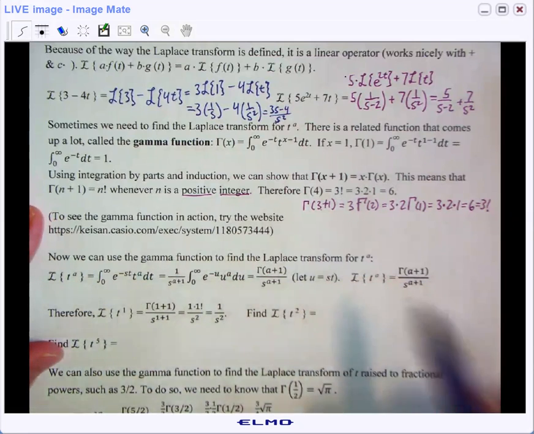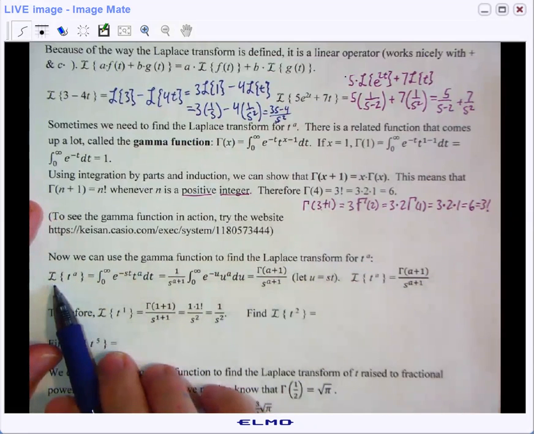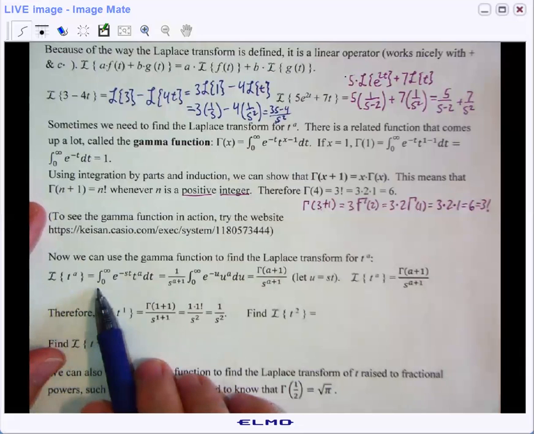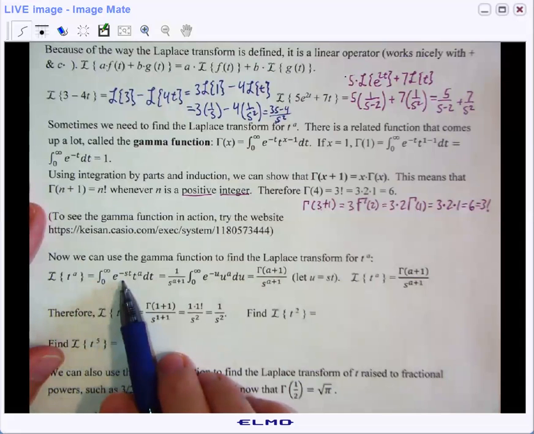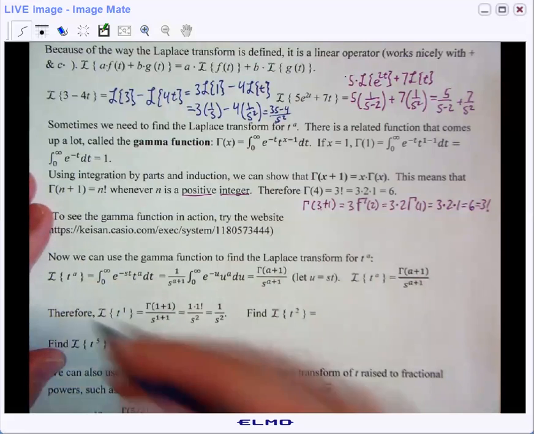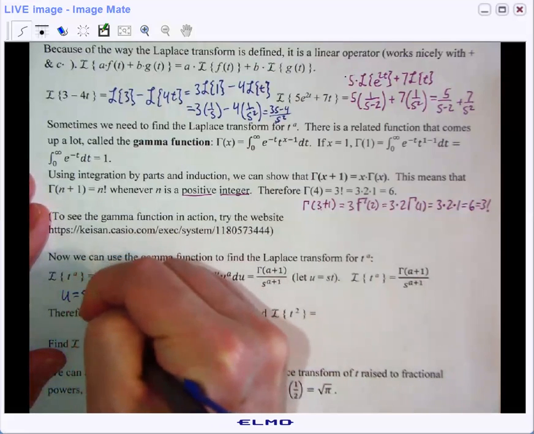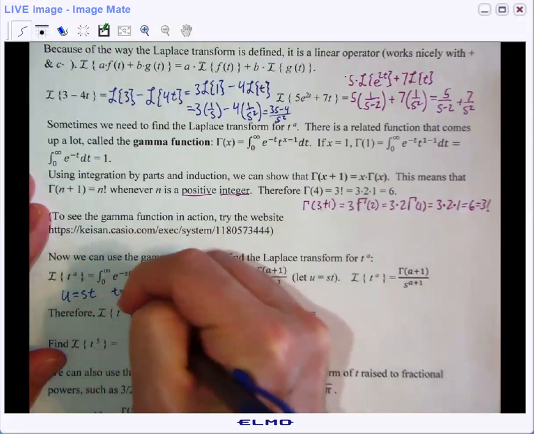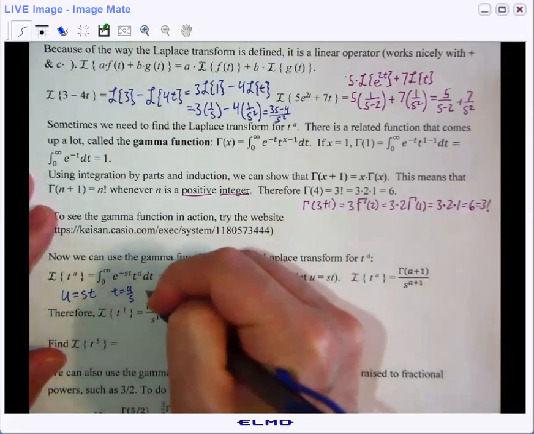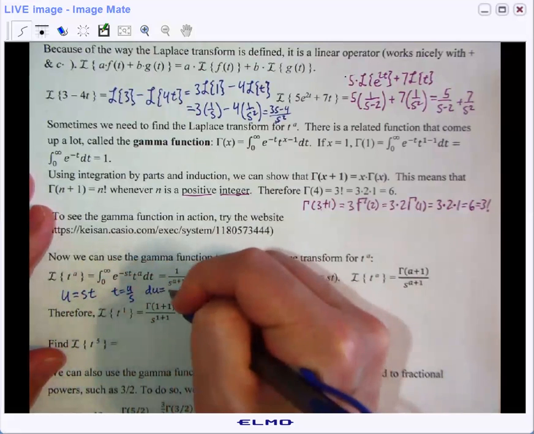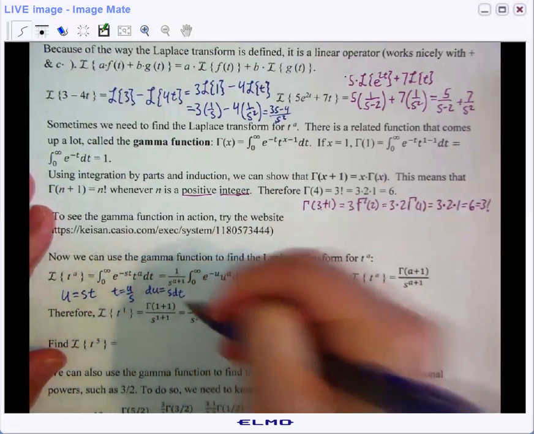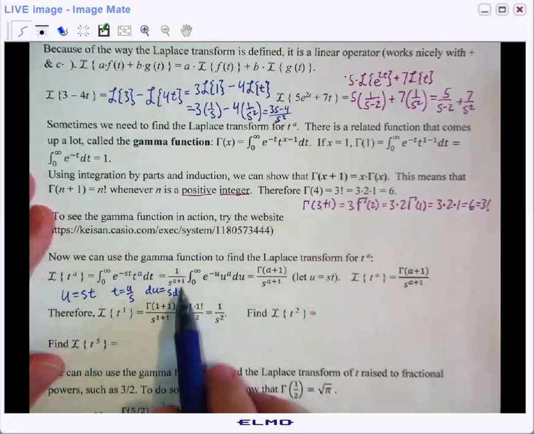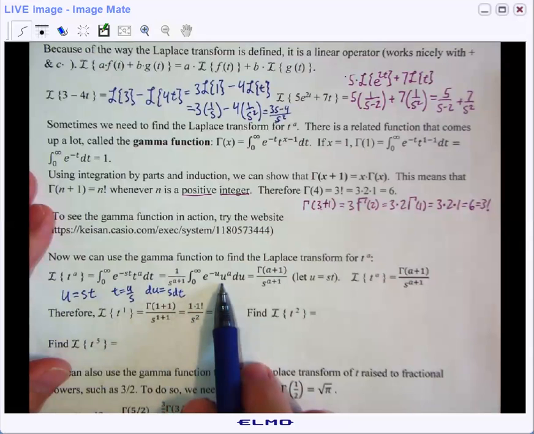the a-th power. So the Laplace transform for t to the a is, of course, by definition, the integral from 0 to infinity of e to the negative st times t to the a dt. And if we do a u substitution where u equals st, so t equals u over s, then du would equal s dt. If we use this u substitution and plug it in here, we can convert into this integral.